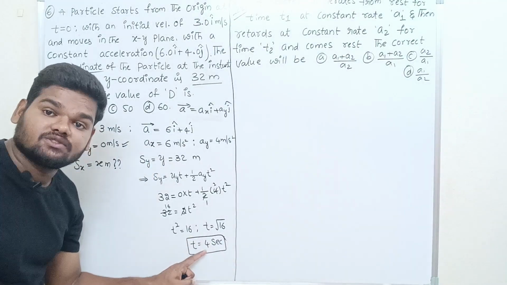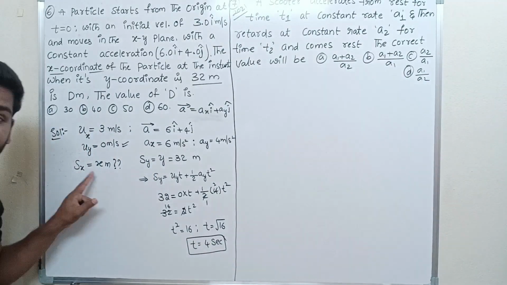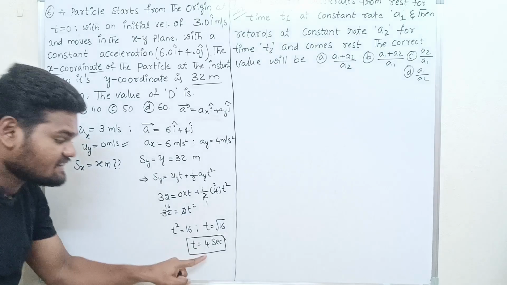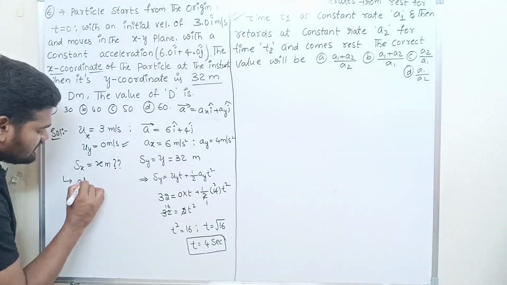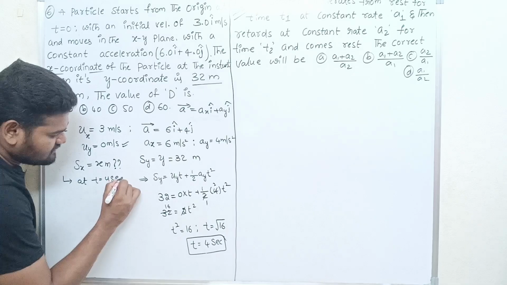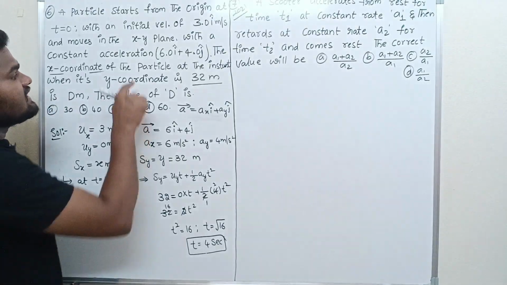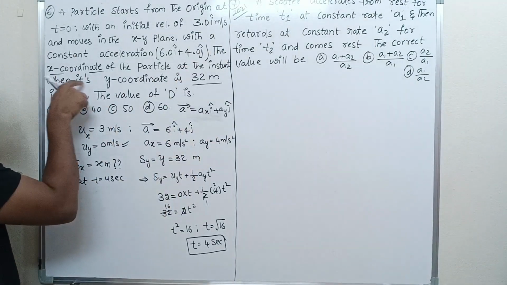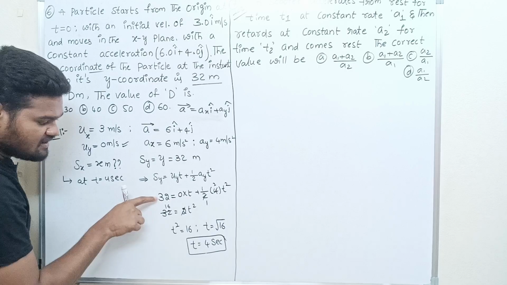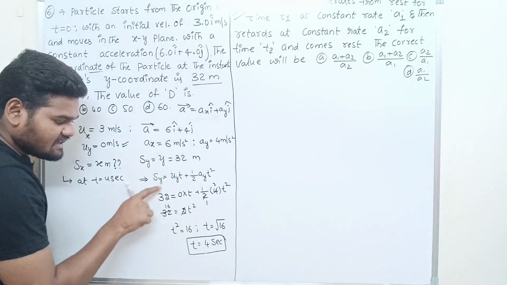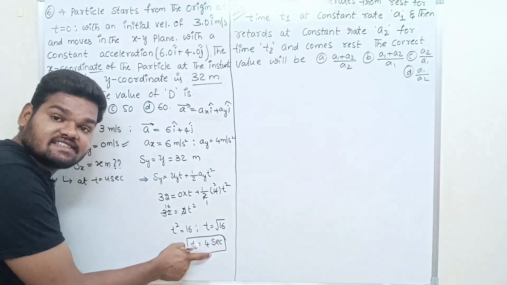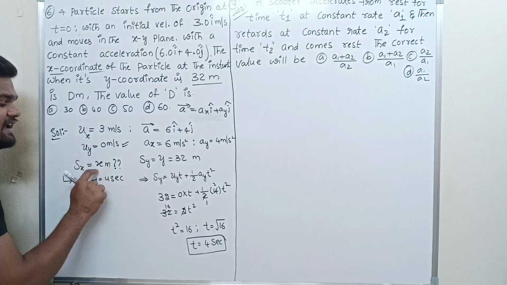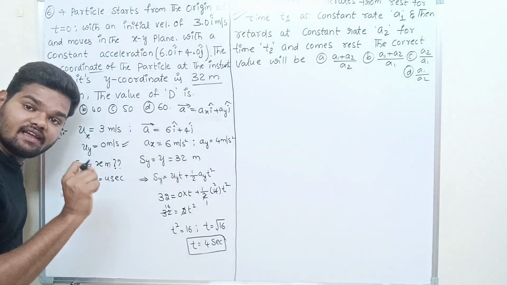So now we have to find the x coordinate. We have to find the x coordinate at this instant, that means at t equal to 4 seconds. The particle at the instant when its y coordinate is 32 meters. Have a look. When its y coordinate is 32 meters, we got the instant of time, 4 seconds. At this instant of time, we have to find the x coordinate. Are you getting? Any doubts?